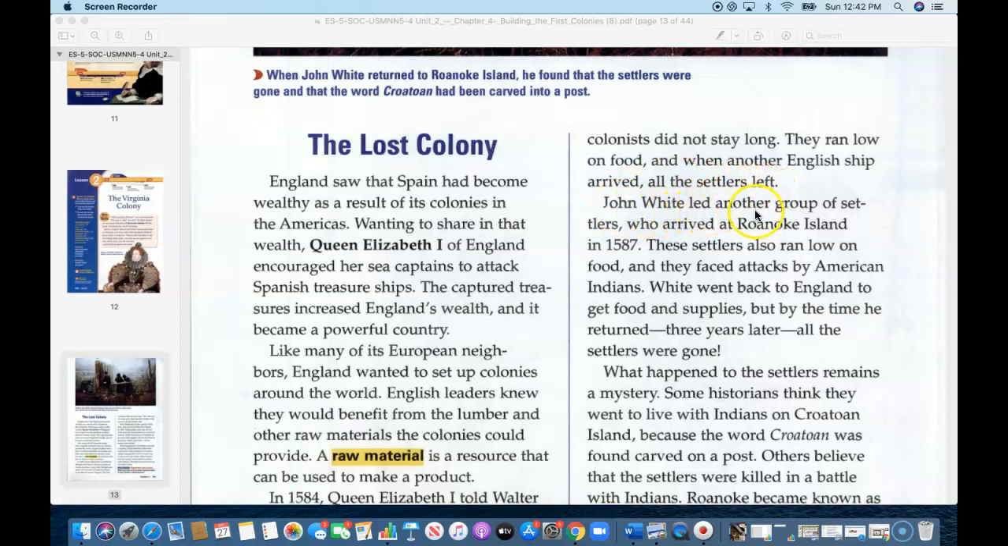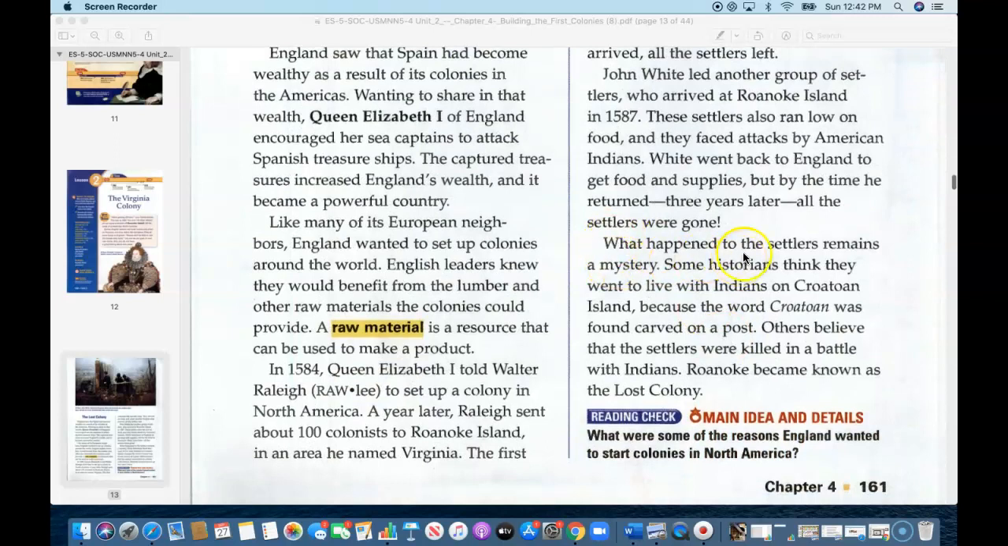John White led another group of settlers who arrived at Roanoke Island in 1587. These settlers also ran low on food, and they faced attacks by American Indians. White went back to England to get food and supplies, but by the time he returned, 3 years later, all the settlers were gone. What happened to the settlers remains a mystery.